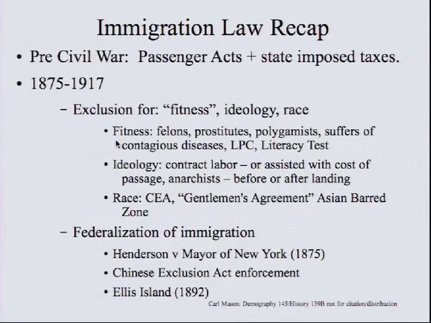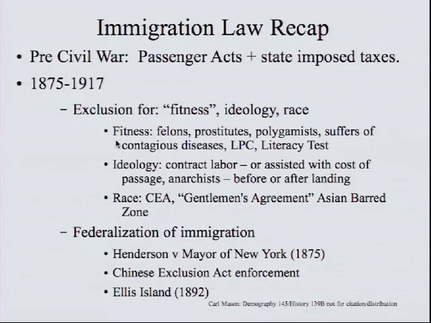After 1875, when immigration is federalized, we start to see federal action. And we have basically three causes: fitness, ideology, and race. Under fitness, we see felons and prostitutes and polygamists, although polygamists, I suppose, could also be under ideology. This is Mormons. Then there are sufferers of contagious diseases, those likely to become a public charge, and the literacy test. And the literacy test, of course, could conceivably be under race as well.